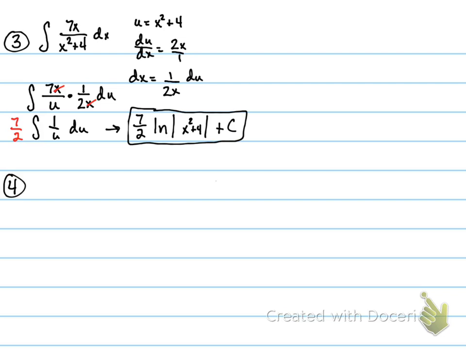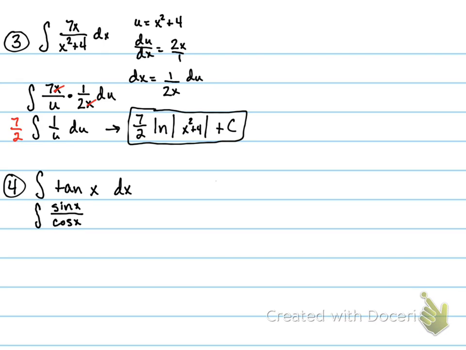Okay, let's check out number 4. We have the integral of tangent x dx. A couple of things that we can look at here. We have some rules that we could look at. I also know that tangent is the same as sine x over cosine x. That's going to help me out as I'm going through some of this.